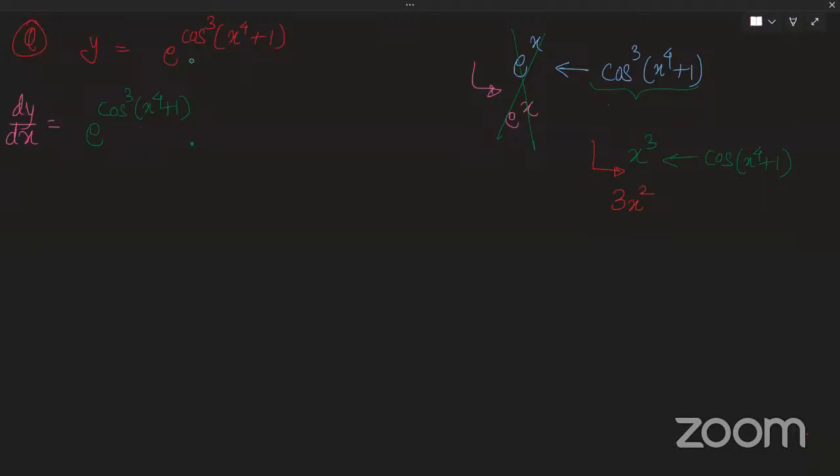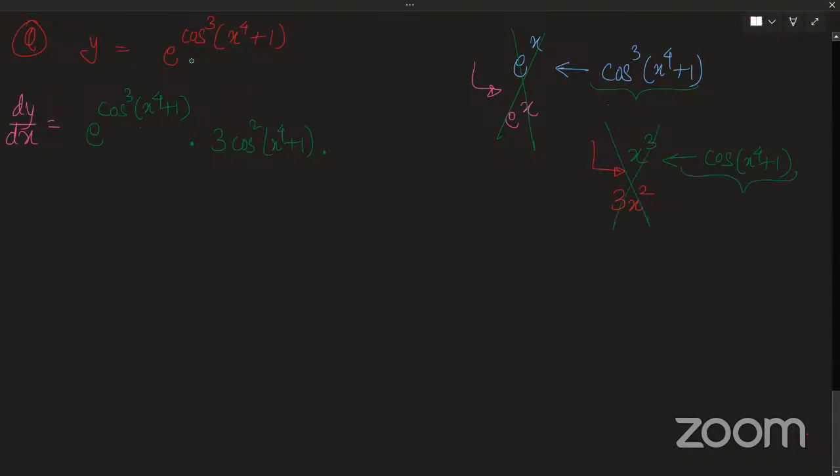So anyone can just tell me what term will come over here? In place of x, we'll get cos of x raised to 4 plus 1, great. So in place of x, we will keep this thing, right? Yes, sir. So it will be 3 cos square of x raised to 4 plus 1. Everyone agrees with this? Yes, sir. Okay. So we completed this level, we move inside.